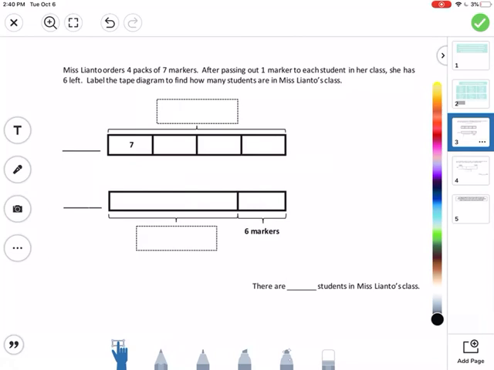Miss Lanto orders 4 packs of 7 markers. After passing out 1 marker to each student in her class, she has 6 left. Label the tape diagram to find out how many students are in Miss Lanto's class. All right, so let's label our tape diagram. Well, we know we have 4 packs of 7 markers.